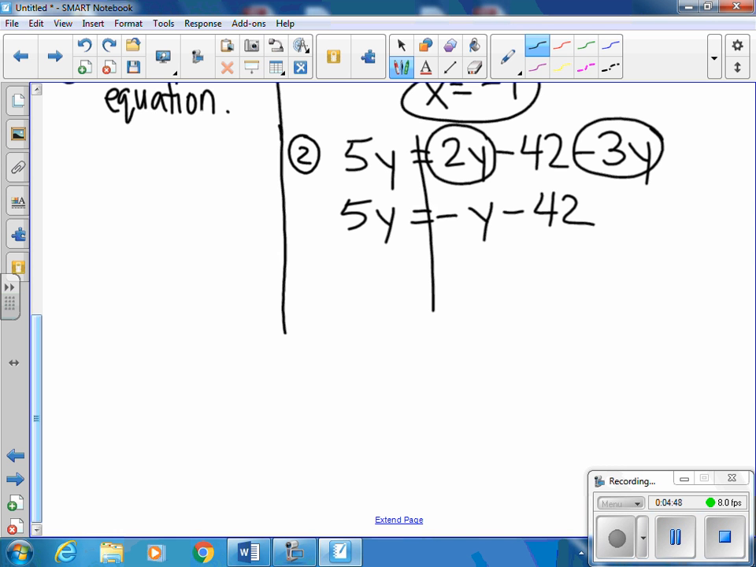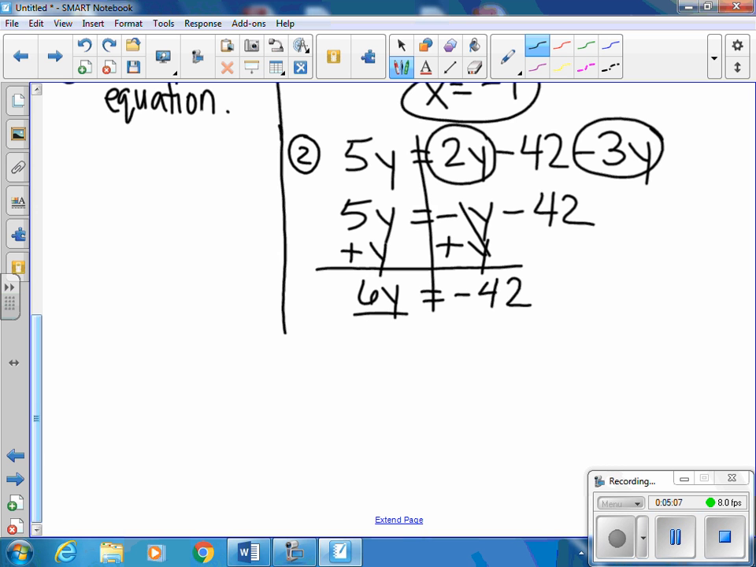Okay, so now I've got variables on both sides. I've got a positive 5 and a negative 1. Negative 1 is smaller, so to get rid of minus y, I'm going to add 1y to the other side. Okay, and then 5y plus 1y is going to be 6y equals negative 42. Don't forget that negative sign.